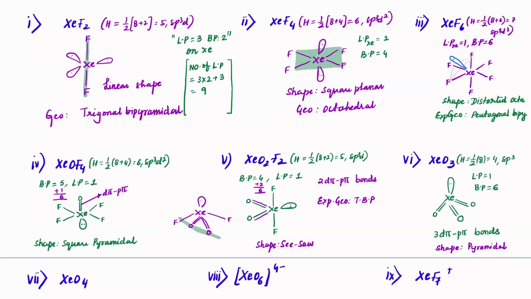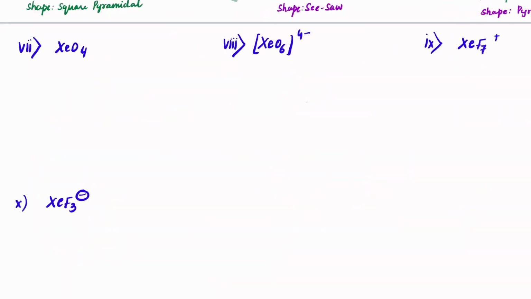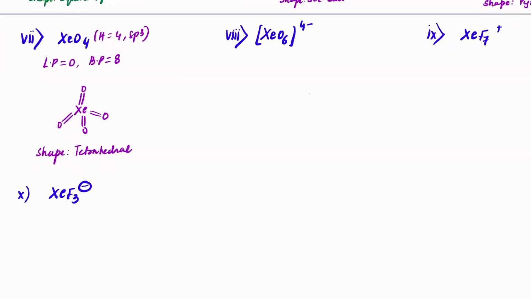See the next one now. XeO4. The steric number is 4. It is sp3 hybridized. There are 4 orbitals, 4 connections, no lone pairs. So lone pairs are 0. Bond pairs would be 8. Why 8? Because we would have all oxygens with a double bond. So this is how the structure would be. So the shape is tetrahedral, and the geometry is also tetrahedral.